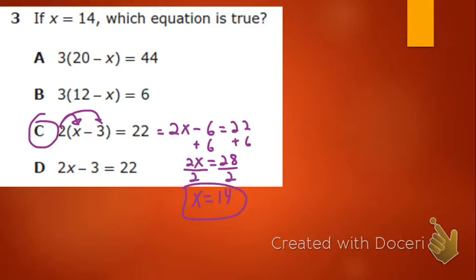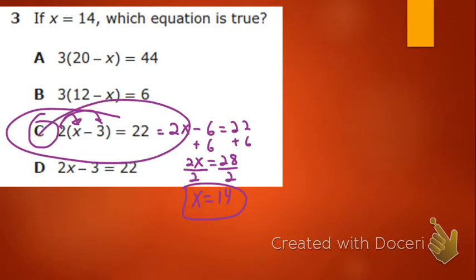So what I did here, 2 times x is 2x. 2 times negative 3 is negative 6. And I set it equal to 22. It became a regular 2-step equation. And I solved for it. And I determined that x is equal to 14 in this scenario. So the correct answer is letter C.